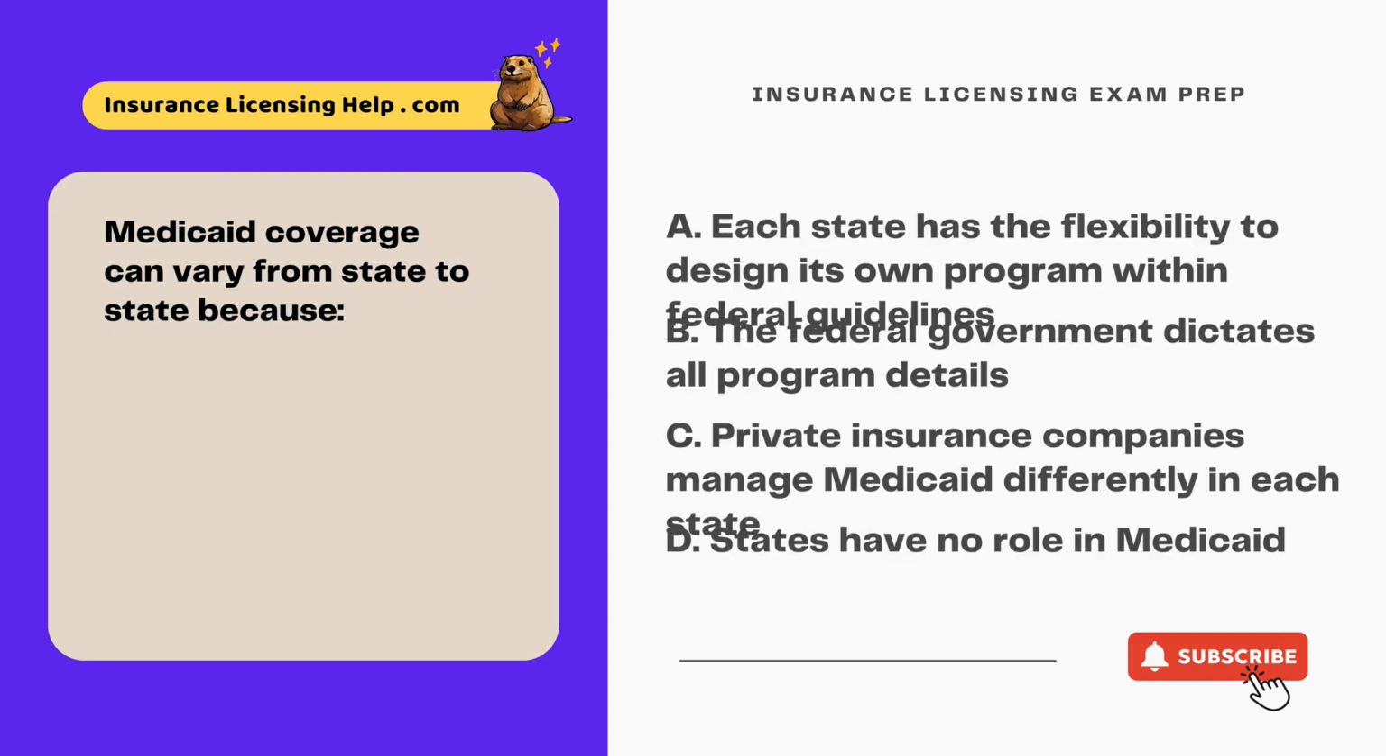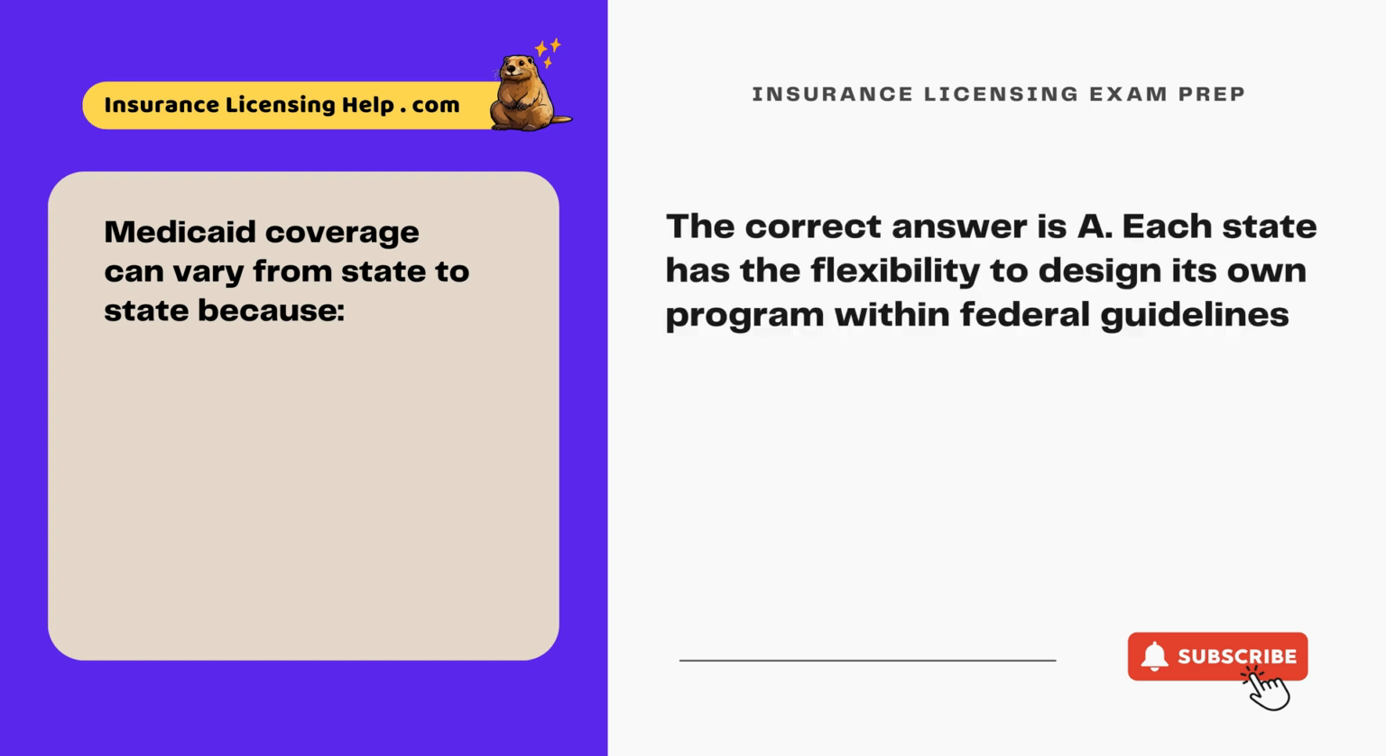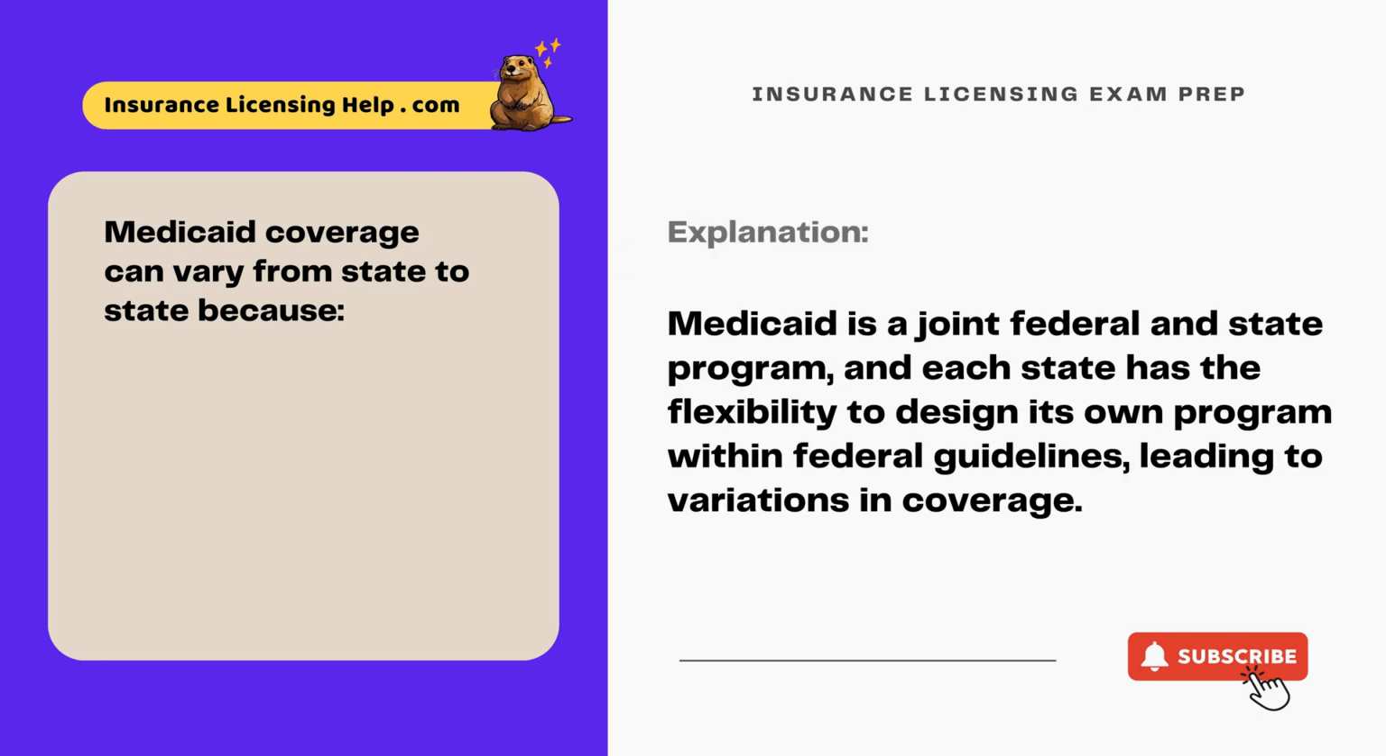benefits. Medicaid coverage can vary from state to state because A. Each state has the flexibility to design its own program within federal guidelines. B. The federal government dictates all program details. C. Private insurance companies manage Medicaid differently in each state. D. States have no role in Medicaid. The correct answer is A. Each state has the flexibility to design its own program within federal guidelines. Medicaid is a joint federal and state program, and each state has the flexibility to design its own program within federal guidelines, leading to variations in coverage.